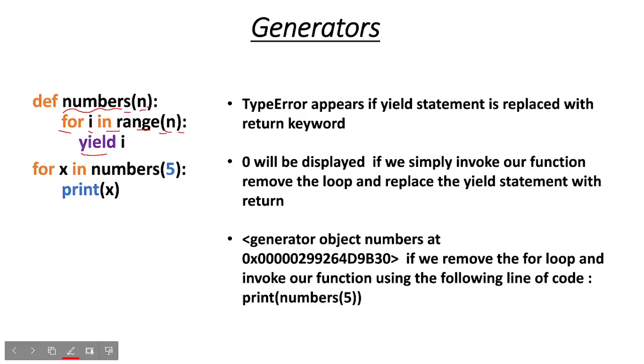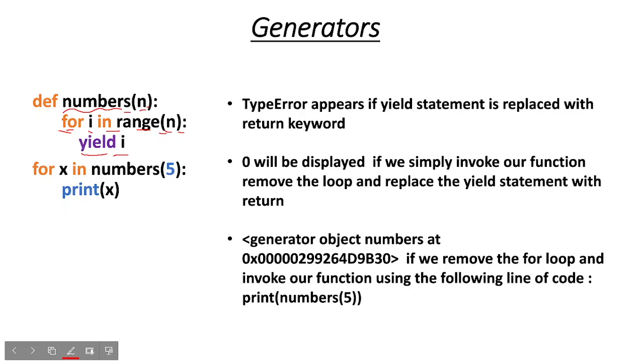Now the yield statement is very similar to the return keyword. It returns the value. But unlike the return keyword, the yield statement is utilized when the function is turned into a generator. So the yield statement will return the i variable, which belongs to the for loop.